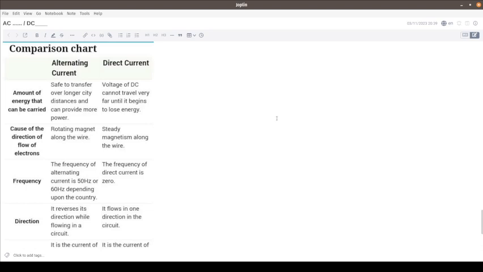Why is AC safe? Because it keeps changing alternately, right? Positive to negative, negative to positive. So it is safe. It's not always at a high voltage or with high current applied in the conductor, right? It's positive, then negative, negative, then positive. So it is safe. But direct current is not safe at all, right? At your home, 230 volts comes.